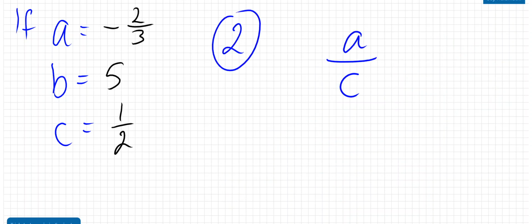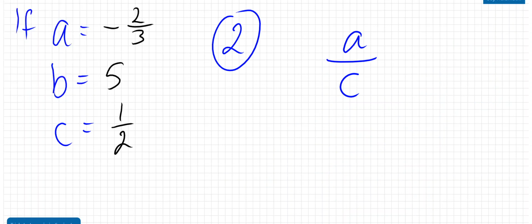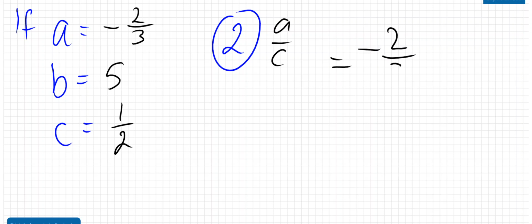Okay, this is our last question for this session. Have a go at this one. It might confuse you at first, but it's actually really easy. All right, so we have A over C. Now, we can see that A is 2/3. So I'll just write a bit smaller so I've got room. So A over C. So I've got A, which is a negative 2 over 3, over, so there's my fraction line in the question, so A over C, and C is a half.